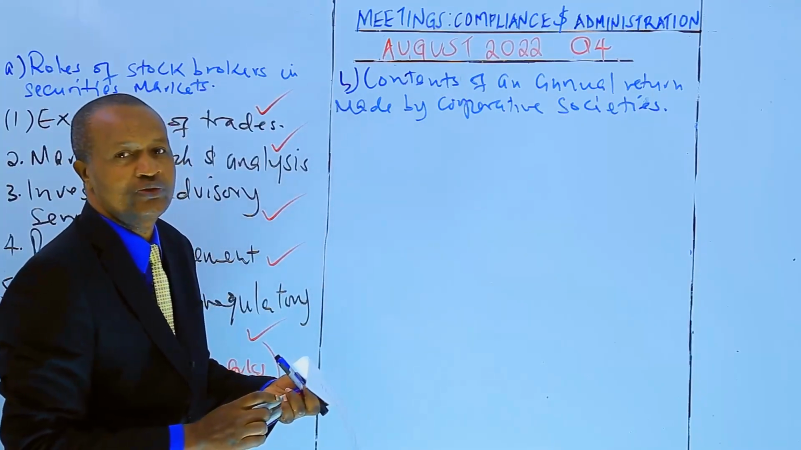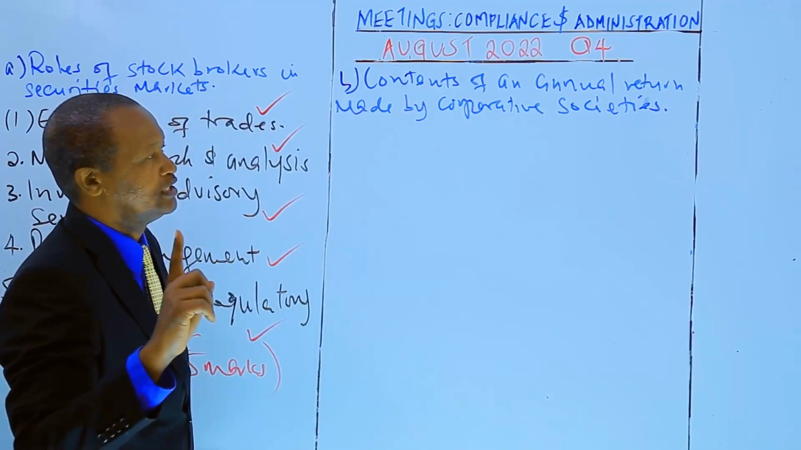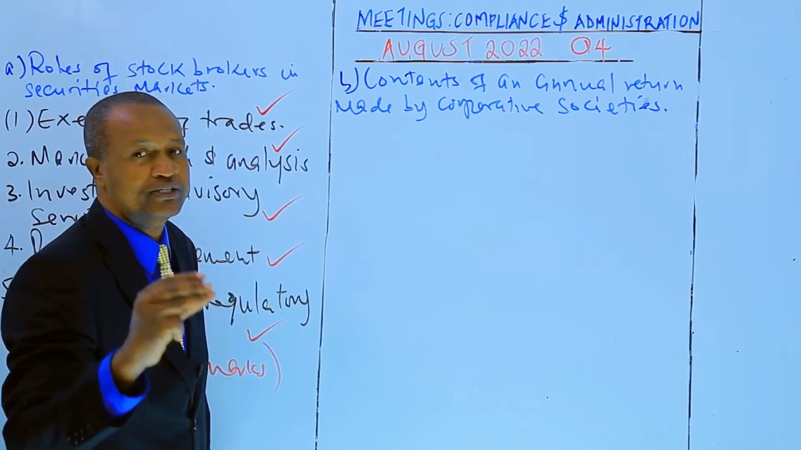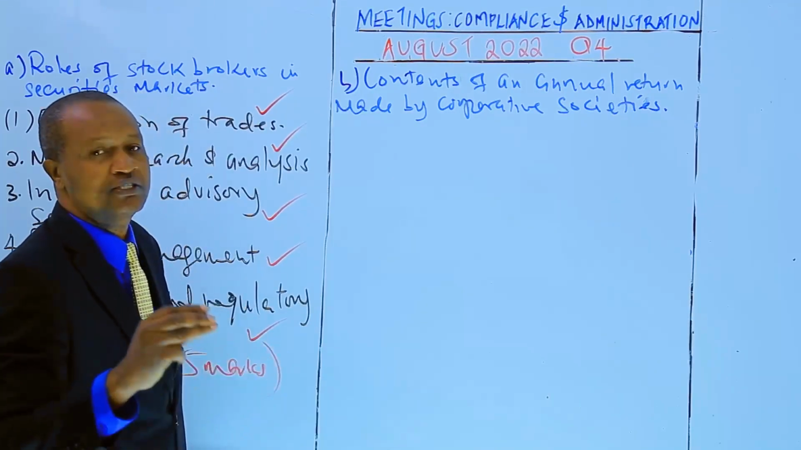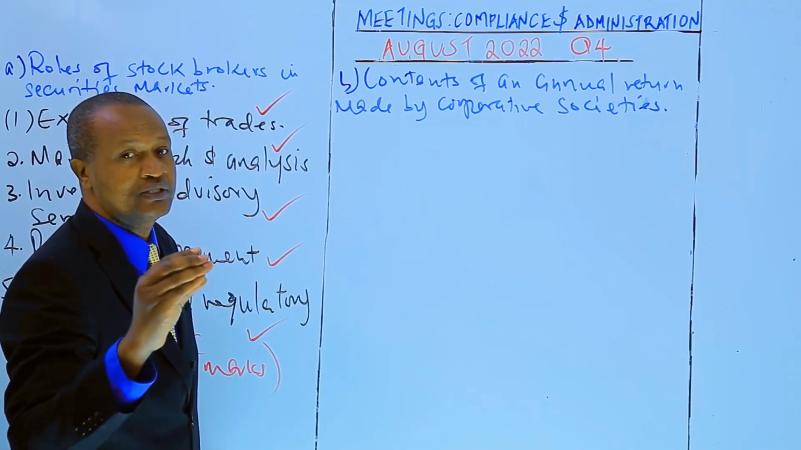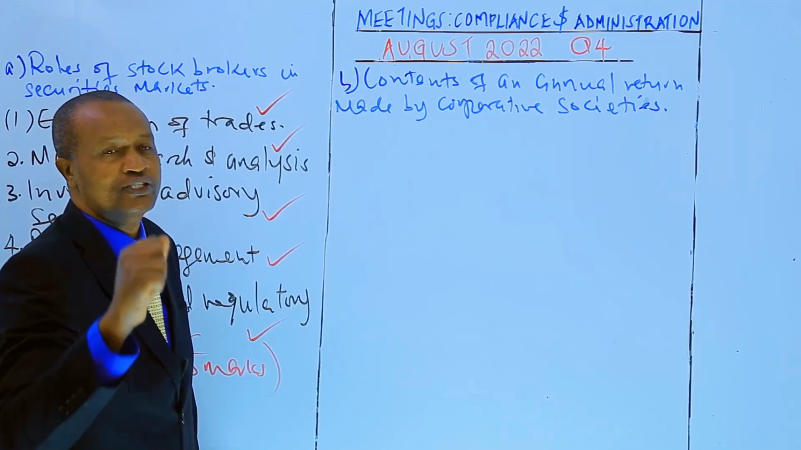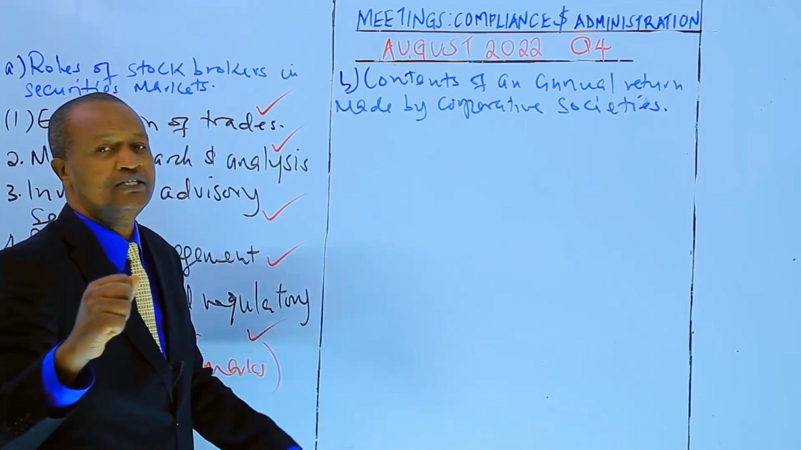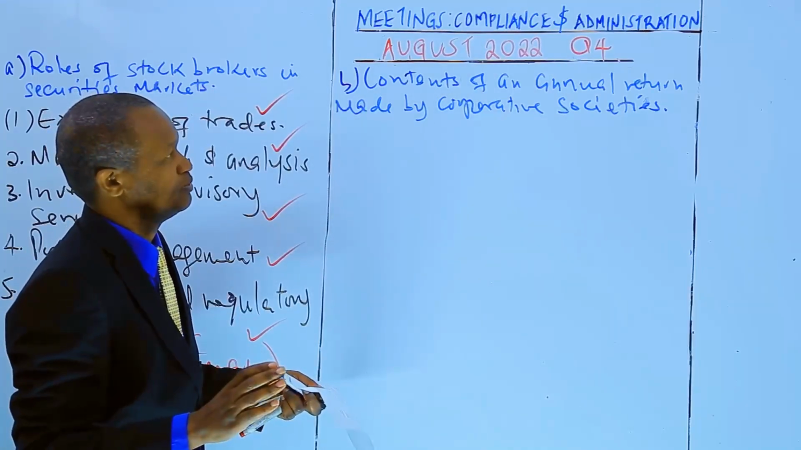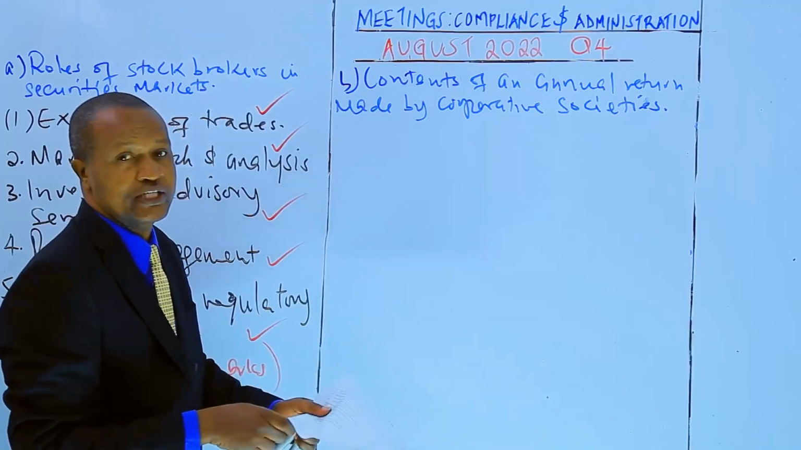One is financial statements. Number 2 is the membership details. Number 3, summary of activities. Number 4, compliance with cooperative laws. Then we have what we call governance structure. We can even add the auditors' reports. The auditors' report may also be part of the annual return made by cooperative societies.